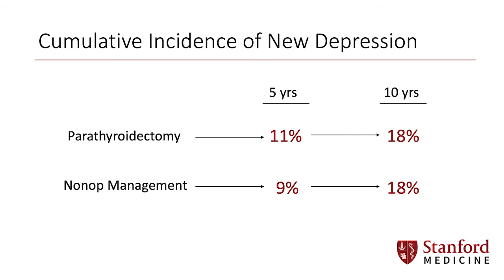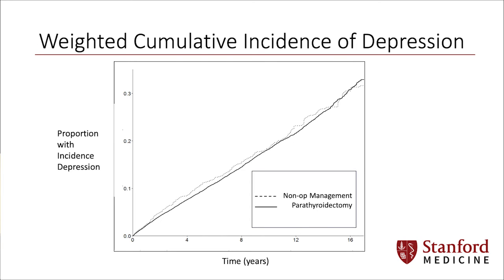So in our population, the overall rate of depression was 12%. And then at 5 years, between the parathyroidectomy group and non-operative management, you can see it was 11% compared to 9%. At 10 years, those incidences converged and were both 18%. Displayed another way, you can see the cumulative incidence of depression over time really is overlapping at every time point that we followed.